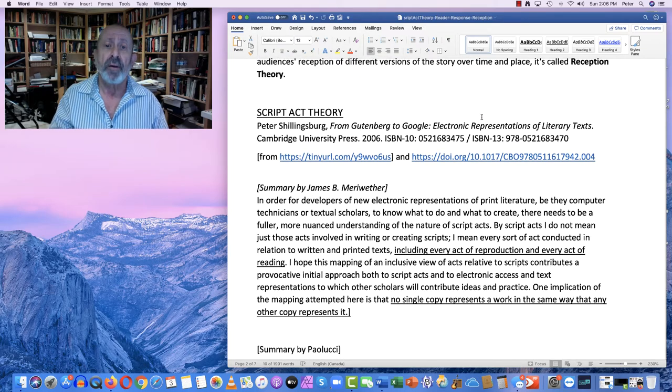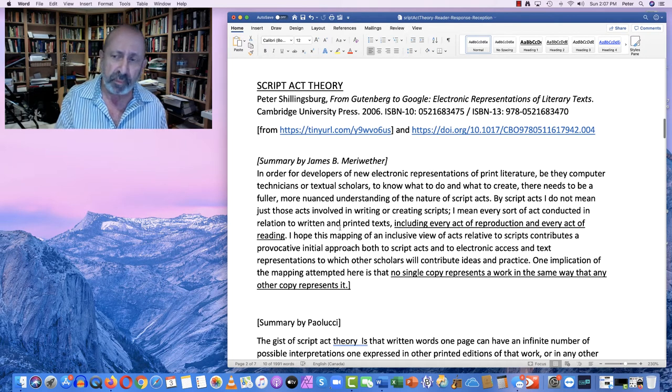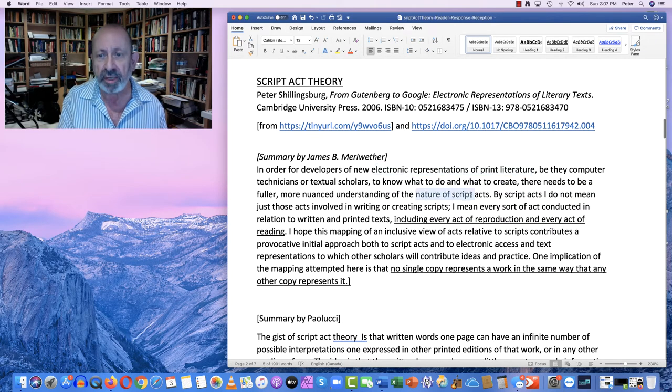This is from chapter 3 in a book by Peter Schillingsburg called From Gutenberg to Google. Everything that follows here I've copied and pasted from the link, and this is a DOI, document object identifier, of that particular website. And so I don't have quotations around here, but I want you to understand I've just lifted this material, unless it says summary by Pollucci, and then that's my voice. But this is an interesting comment on script act theory. In order for developers of new electronic representations of print literature, whether they're computer technicians or technical scholars, to know what to do and what to create, there needs to be a fuller, more nuanced understanding of the nature of script acts.